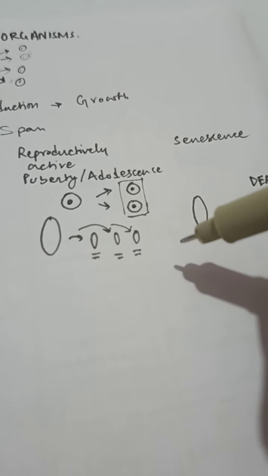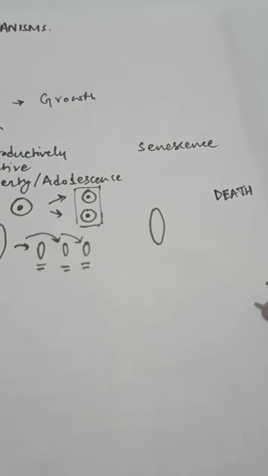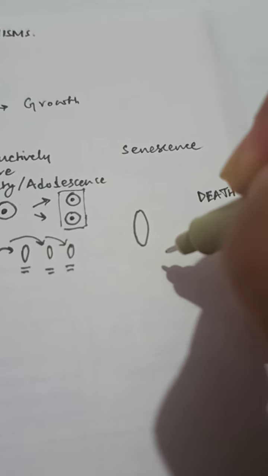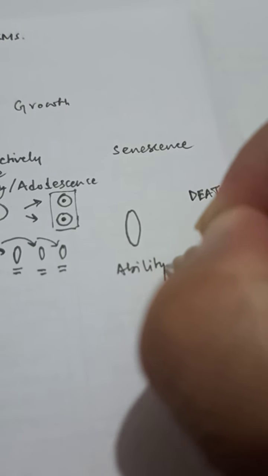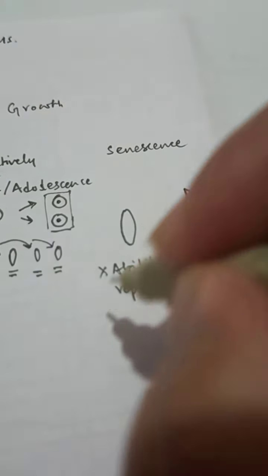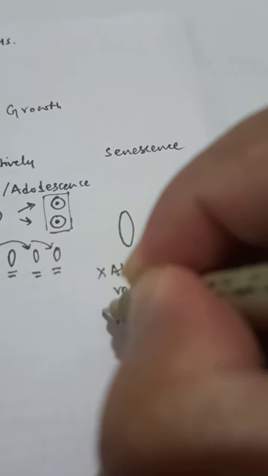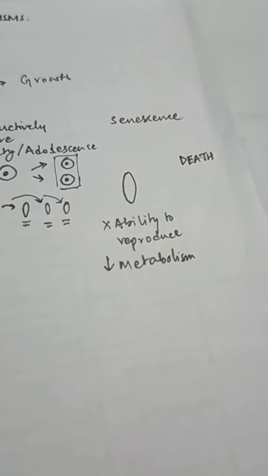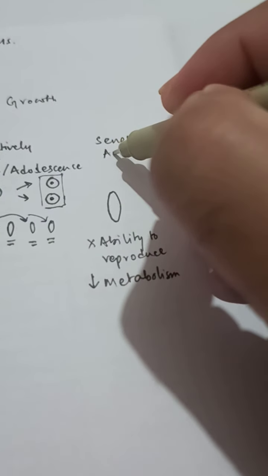Now once that is done, it will enter the phase of senescence, where the ability to reproduce will be lost, and slowly all metabolic activities will retard. All right, so we can say the ability to reproduce is gone, and metabolism is retarding, means slowly getting reduced. So that particular phase is what is known as senescence, or in simple terms we call it aging.